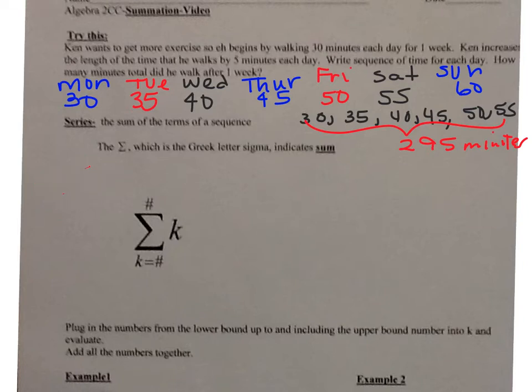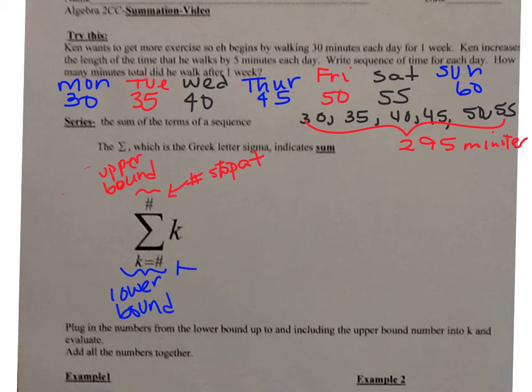All right, so when you see this big, gigantic E, that means you're going to be adding. The number on top, that's your upper bound. And that's the number you're going to end with. So it's the number you stop at. The bottom number, this number down here, that's considered your lower bound. That's the number you're going to start with.